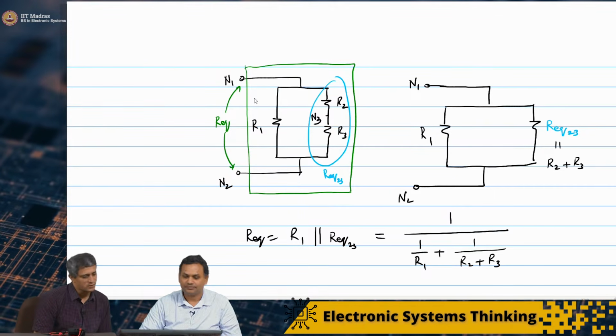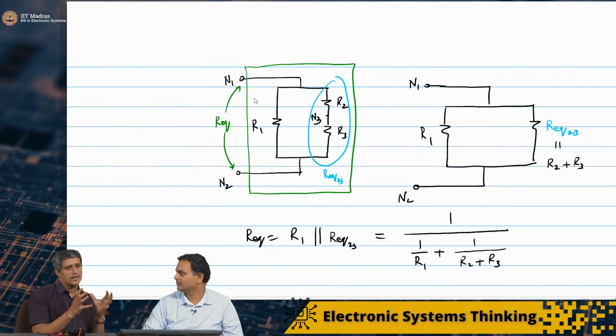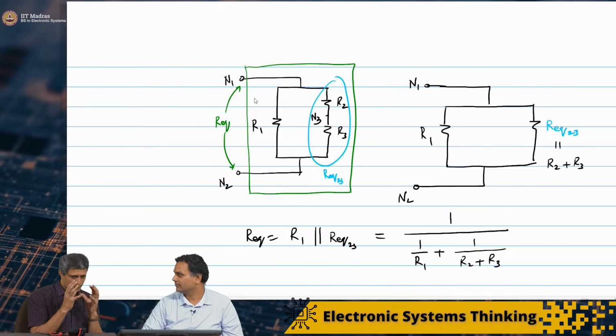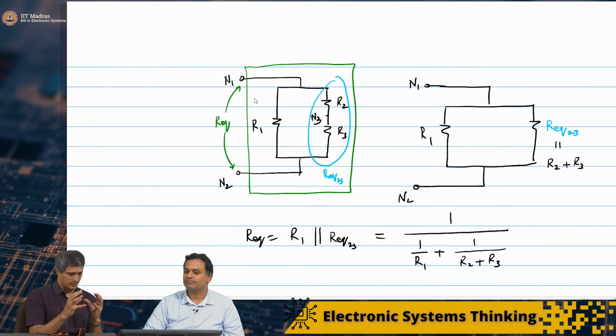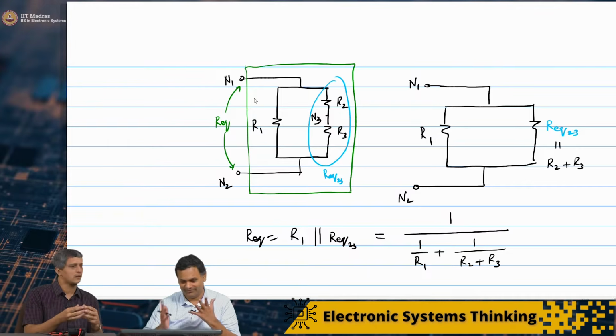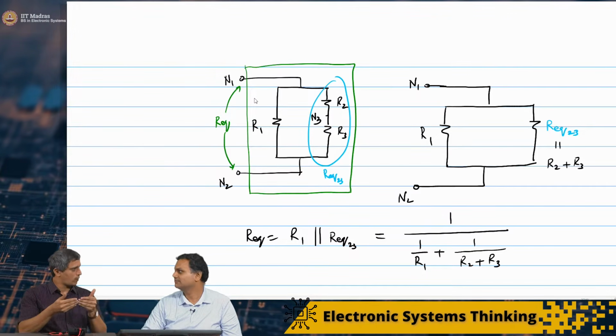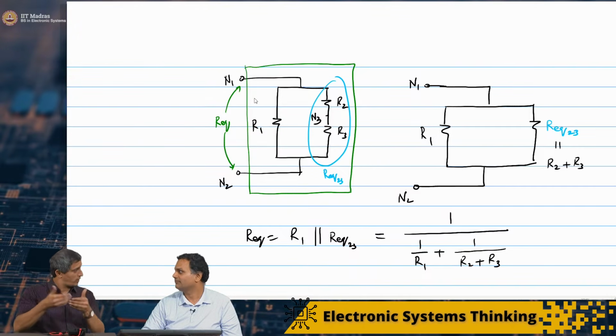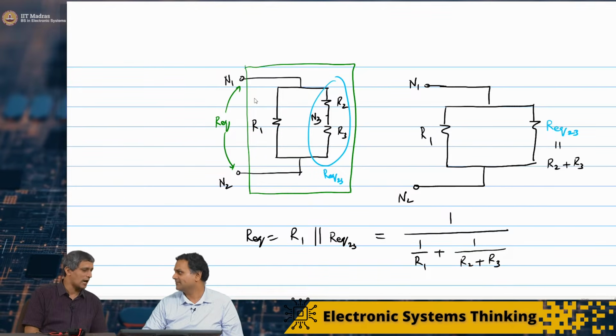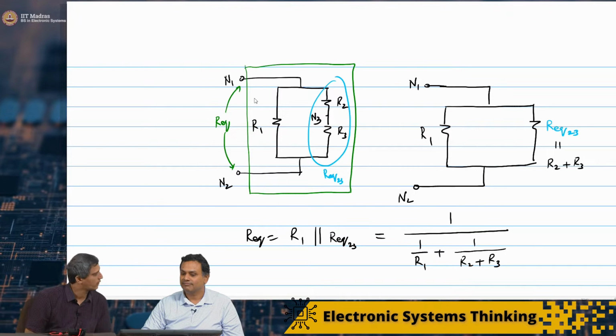So the idea is to first identify a subset of the network that we recognize. Replace that with the equivalent resistance, then come one level above, replace that, and you keep going like this, until you get to the two nodes that you are interested in.